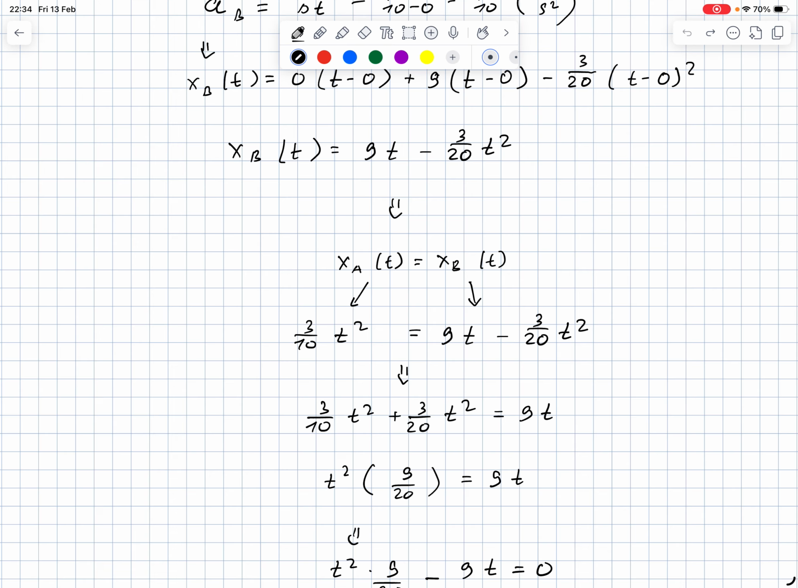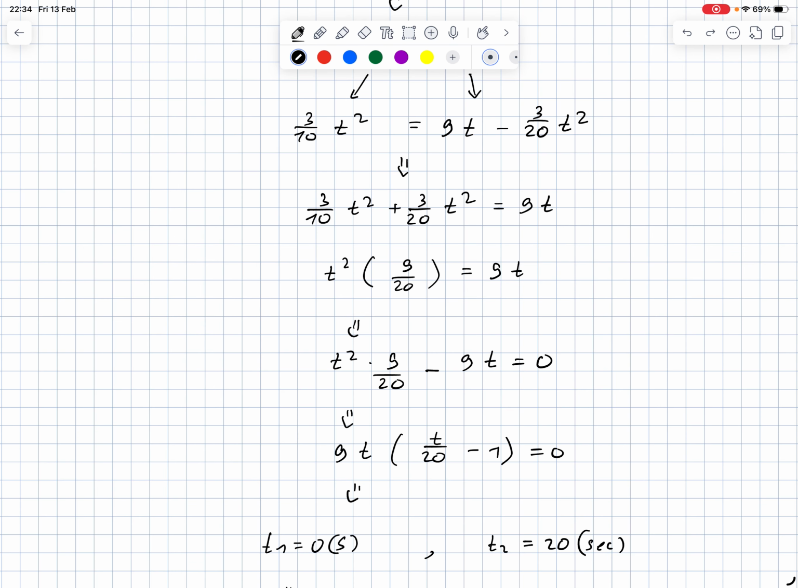Now, what we can do is factor out the common factor of t squared, and we can add this value with this value, which will give us this value, 9 divided by 20. Okay, let's move this term to the left, and again we can factor out 9 times t. In the brackets we will have t divided by 20 minus 1.